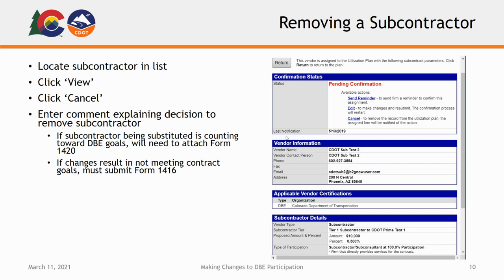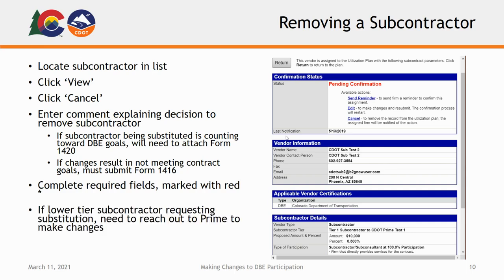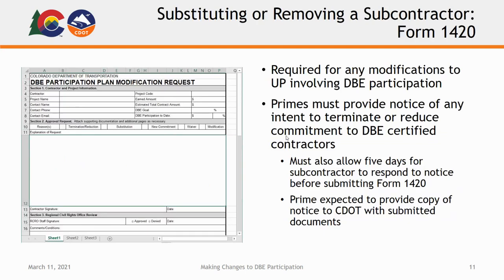Also, if your changes result in your overall contract goals not being met, you will need to submit the accompanying waiver documentation, Form 1416, as well. Complete the remaining required fields for the subcontractor, marked with red asterisks, and complete any additional desired information. If a lower tier subcontractor is in need of requesting a removal of a hired subcontractor, they will need to reach out to their prime contractor to make the necessary changes to the utilization plan. Click the Save link to save your updates to this section and proceed to any changes to be made in Step 3.